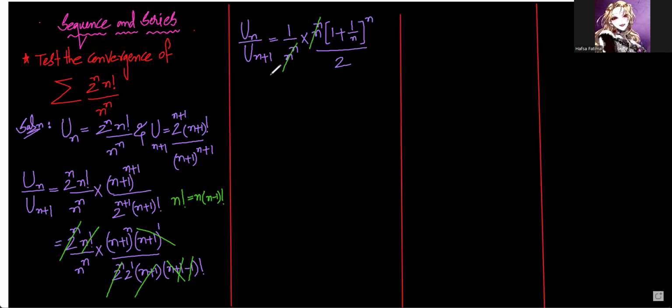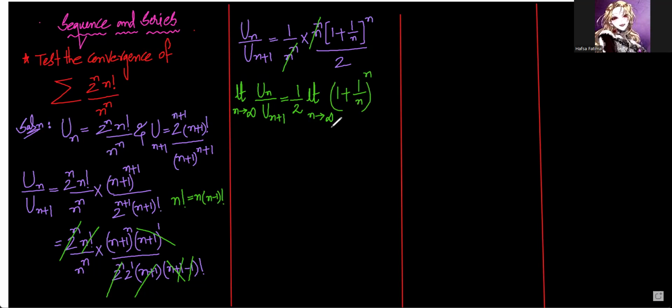Now, finally, I have to move on to taking the limit. Apply the limit as n tends to infinity for this term un by un plus 1. And there you can notice 1 by 2 is a constant term, which will come outside. Limit as n tends to infinity of 1 plus 1 by n whole to the power of n.